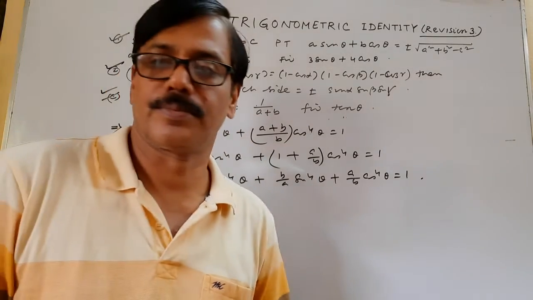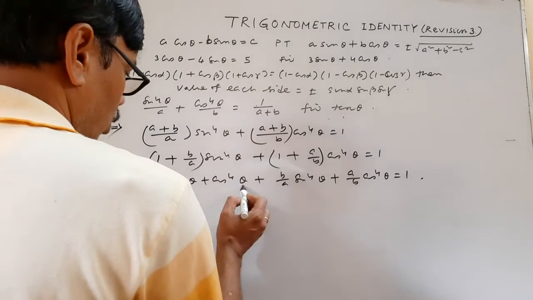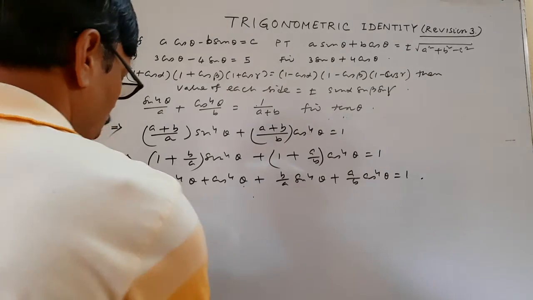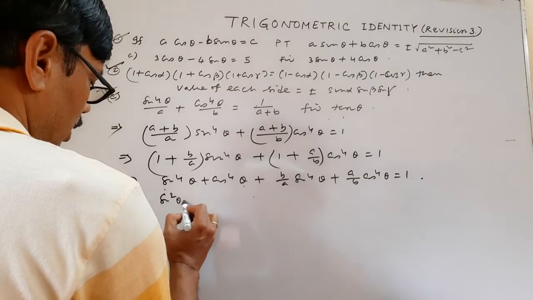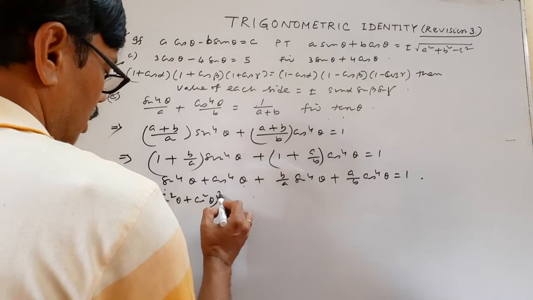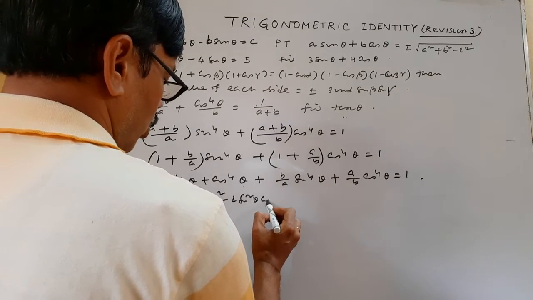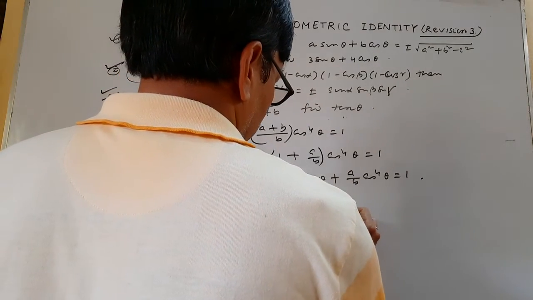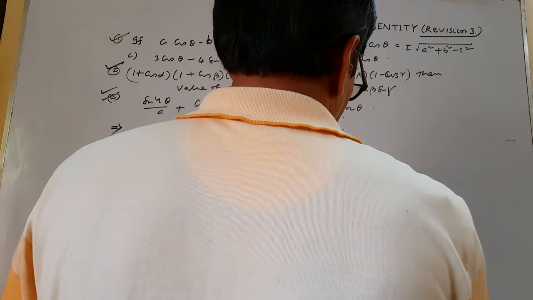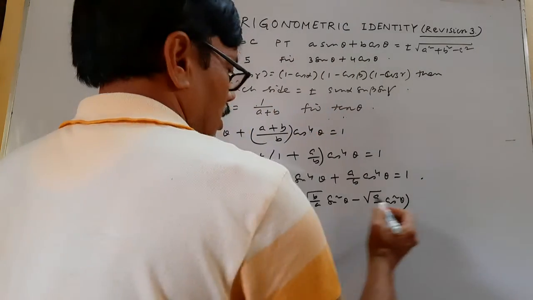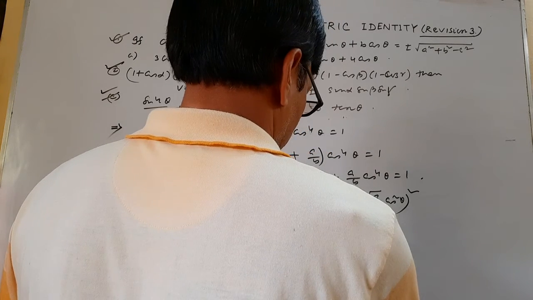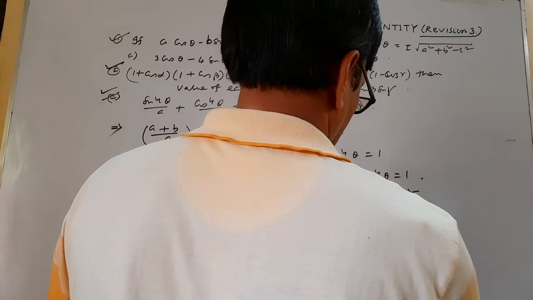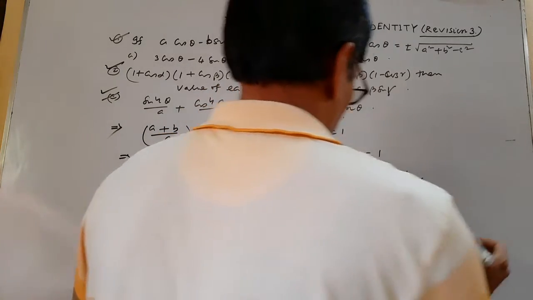Now we have already calculated this part. This is 1 minus 2 sine square theta cos square theta. Or you know, this is sine square theta plus cos square theta whole square minus 2 sine square theta cos square theta. Similarly, it is root over b by a sine square theta, root over a by b cos square theta whole square plus 2ab, b by a by b sine square theta cos square theta equals 2.